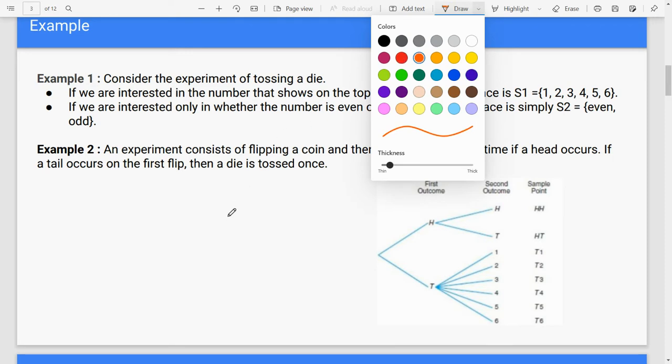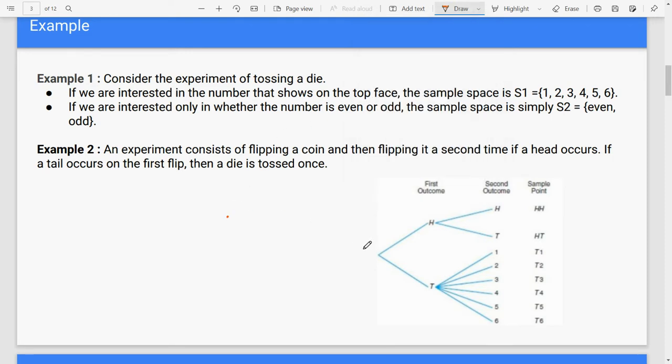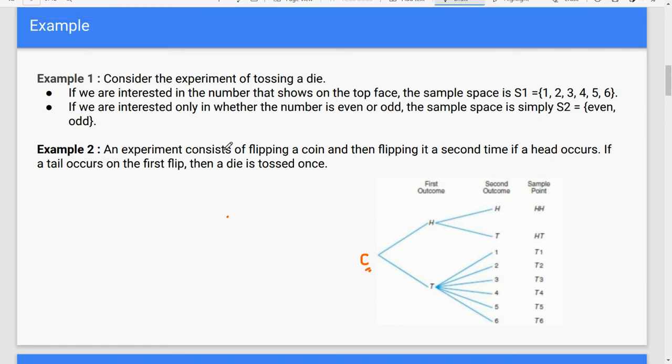Okay, so let's say we are conducting an experiment. Here's your experiment, and we're tossing a coin C. So the first experiment proceeds this way. You can define any type of experiment in probability, and whatever experiment we define, on the basis of that, the sample space will be calculated.